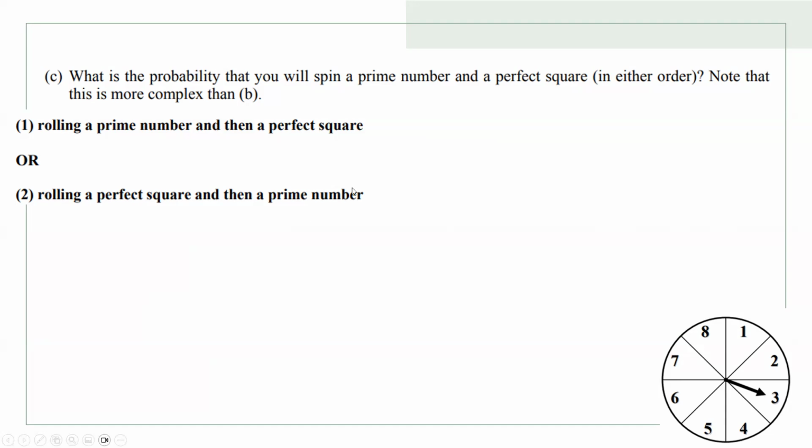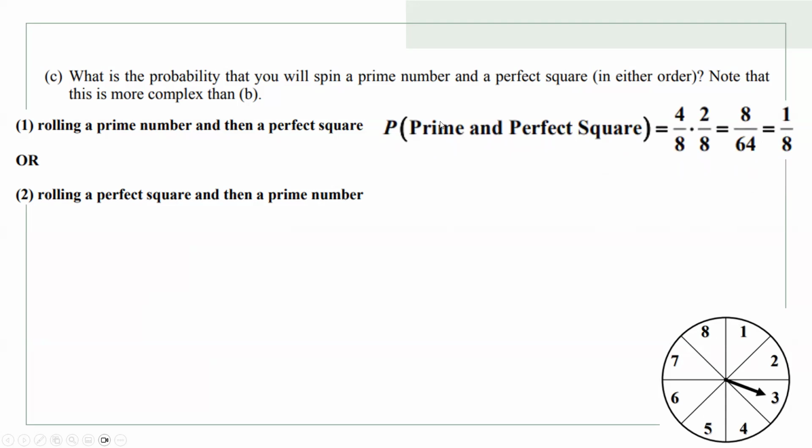So prime number and perfect square. So prime numbers, we've gone through this. There are 2, 3, 5, and 7. So those are 4 out of 8 prime numbers. How many of these are perfect squares? Well, only 1 and 4 are, so that's 2 out of 8. So first picking a prime would be 4 out of 8 times 2 out of 8.